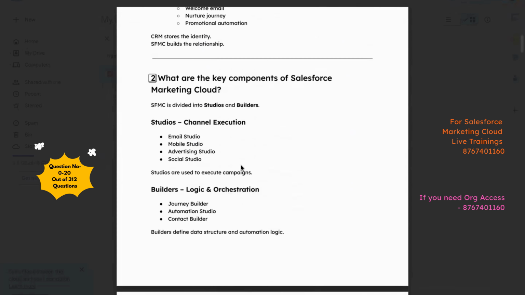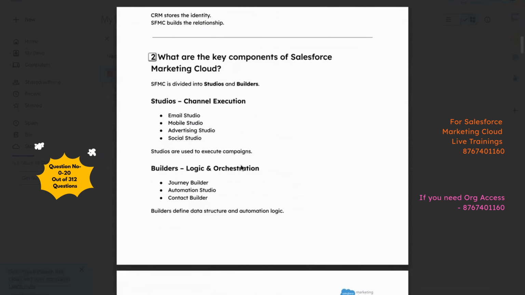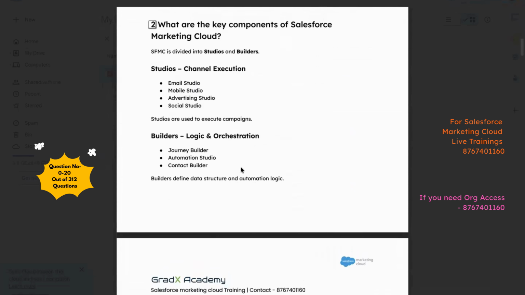Now, the next question is, what are the key components of Salesforce Marketing Cloud? It is not a single monolithic tool. It consists of studios and builders. Studios are the channel execution engine. Means we have, let's say, Email Studio, Mobile Studio, Advertising Studio, and Social Studio. Email Studio manages email creation and delivery. Mobile Studio manages SMS and push notifications. Advertising Studio manages paid media audience sync. Social Studio handles social engagement.